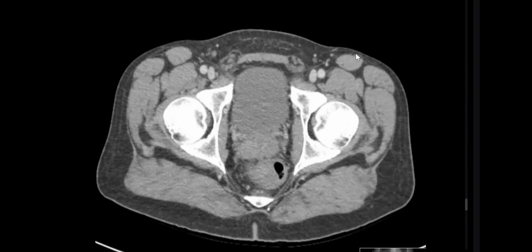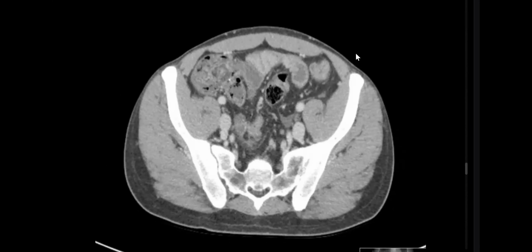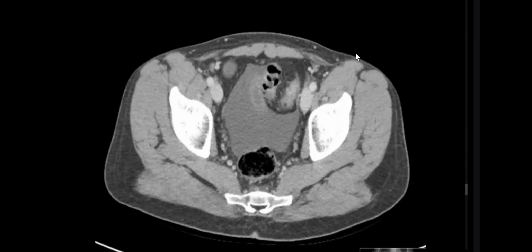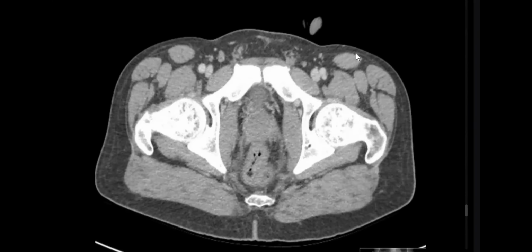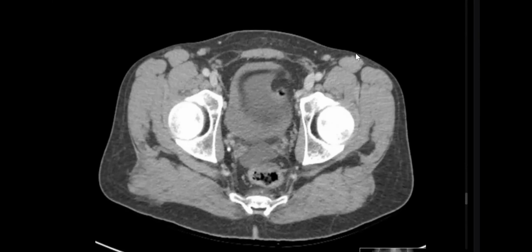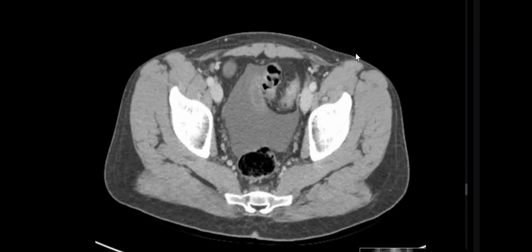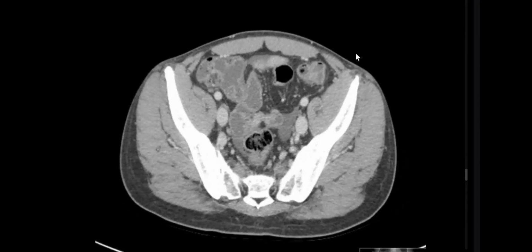Till the last cut, otherwise you will lose marks, because the FRCR exam is called film finding. So there is an intra-abdominal collection.